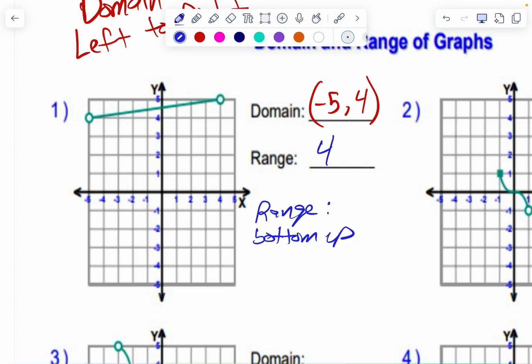Okay, we keep scanning, and it stops at 6. Can it be 6? No, so comma 6. Because both were open circles, we have parentheses on both. Like in first quarter, closed circle is bracket, open circle is parentheses. Same as our inequalities, okay? All right, let's do this one.